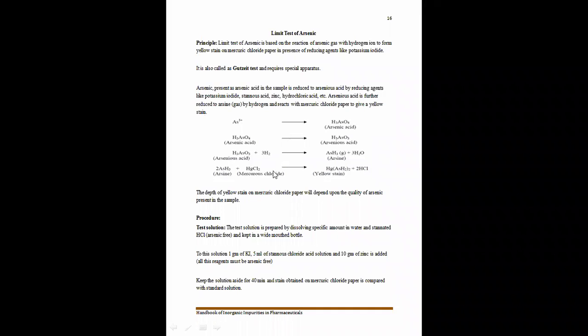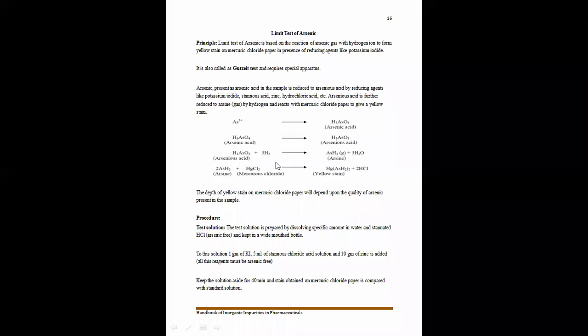So how are we going to come to know that arsine gas is eliminated from the reaction mixture? When it reacts with the paper which is dipped in mercurous chloride. This mercurous chloride paper will turn yellow stain when it reacts with the arsine gas. So this is the principle behind this limit test of arsenic.